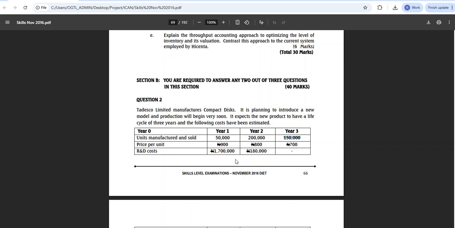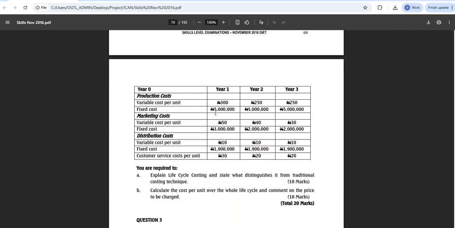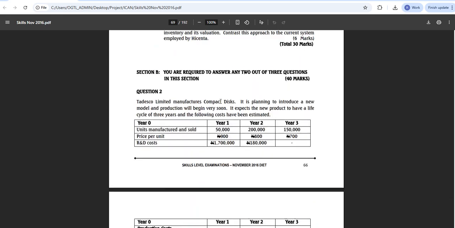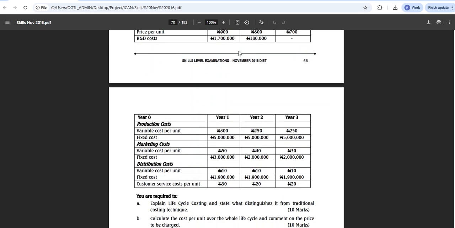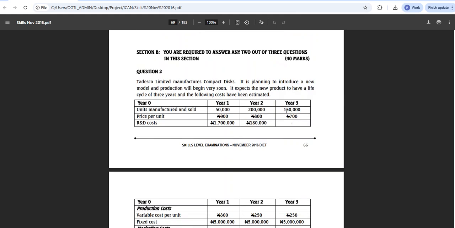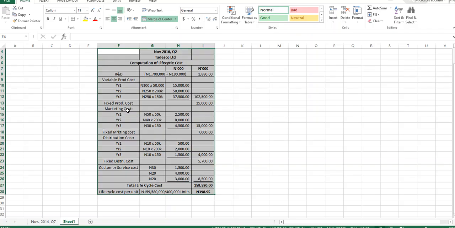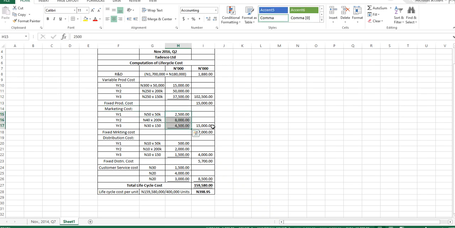The same way we have added all our costs together. 1,700 plus 180, right? 5 million plus 5 million plus this plus this. Then for the variable cost as well, 300 times 50, right? 250 times 200, 250 times 150. And then we added them together here, just like this. A, B, and C, added them together.